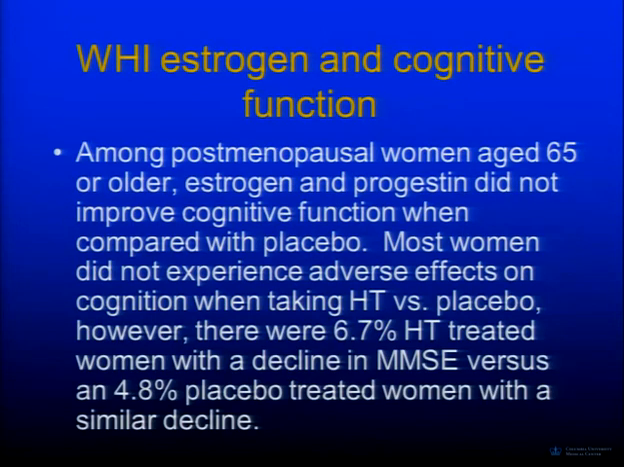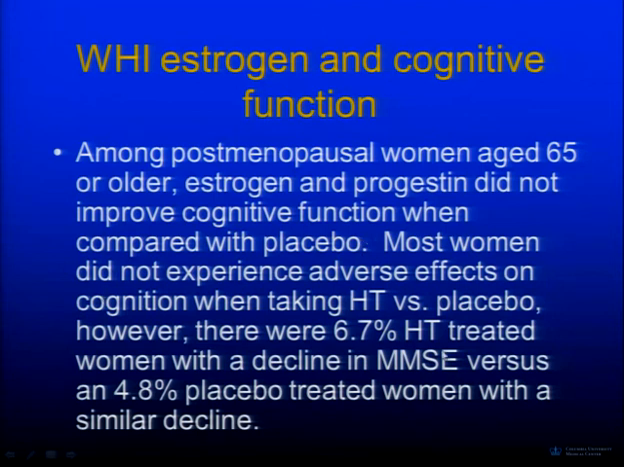Then subsequent to that was the Women's Health Initiative, which basically was a randomized controlled trial. So our top level of evidence looking at if we take women and give them estrogen versus placebo, do we see a difference in the rates of Alzheimer's disease or in cognitive function? So this was a study that started in women about age 65 or older, and they found that the drug versus the placebo didn't improve cognitive function.